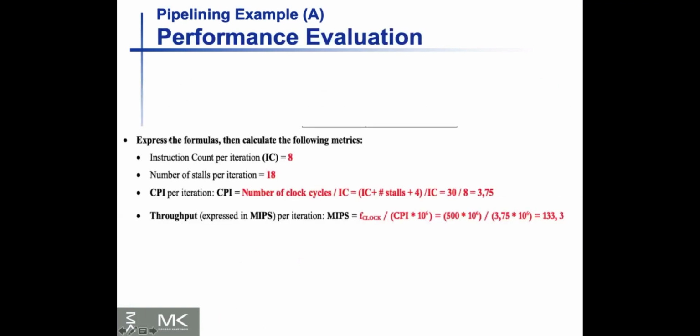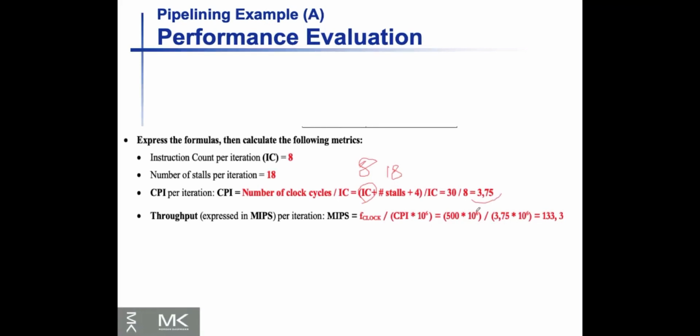So easily you can compute some performance evaluation. The instruction count is 8, you just count the lines. The number of stalls per iteration was 18: 6 times you had 3 stalls. And then you can easily compute the CPI. Your new number of clock cycles would be your instruction count, which was 8, plus your number of stalls, which was 18, plus 4, which is coming from a pipeline of 5. You add them up, and that would be 30 divided by the instruction count. So your CPI would be 3.75, right?